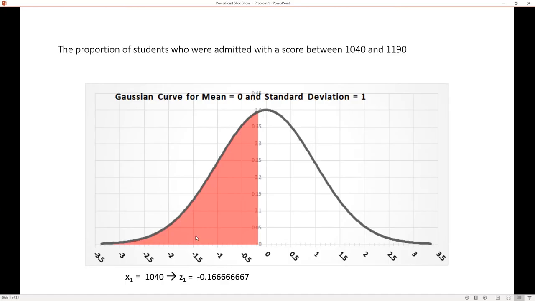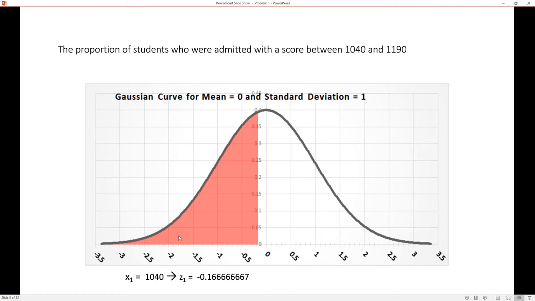As you can see on this diagram, we are to the left of 0 for this z value that corresponds to an x value of 1040 when you have a standard deviation of 120 and a mean of 1060. So this z value right here, now let me ask you this, if you were to guess whether this number would be more than 50% or less than 50%, I hope you would guess that it would be less than 50%.